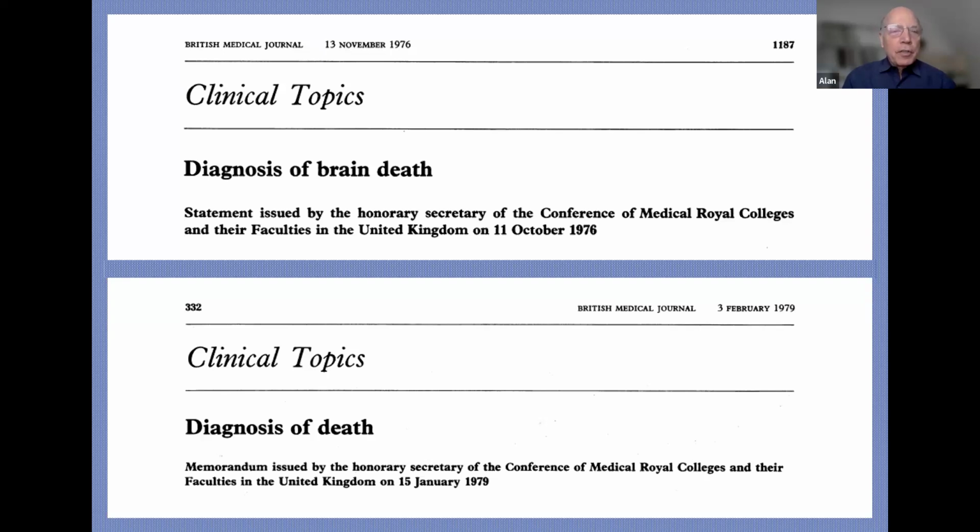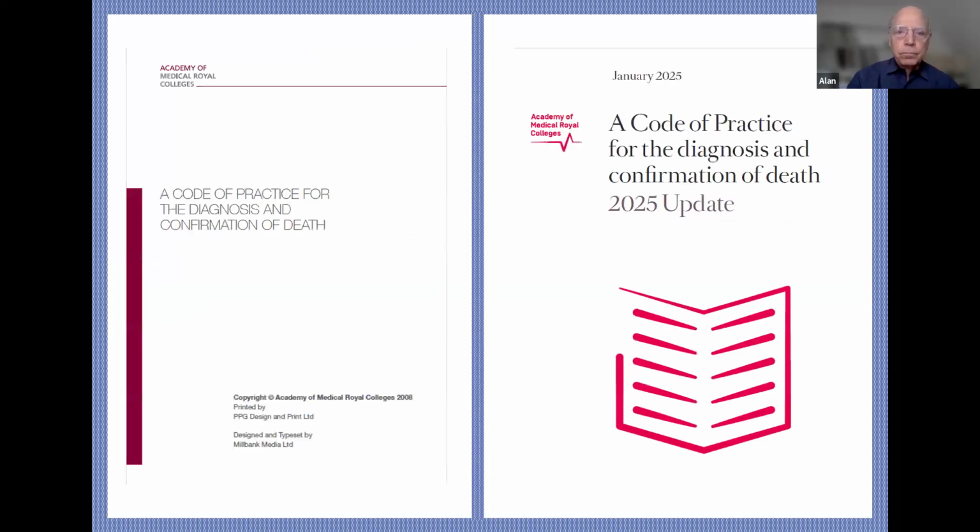On your side of the ocean, the update goes all the way back to 1976 with this publication of the Conference of Medical Royal Colleges entitled Diagnosis of Brain Death. Then 3 years later, we have this slightly updated version, Diagnosis of Death, not just brain death, but of death. Then fast forward to 2008, where the Conference of Medical Royal Colleges has been renamed the Academy of Medical Royal Colleges, and they published this code of practice for the diagnosis and confirmation of death. And that was updated just last year. So that update is what I'll be discussing.